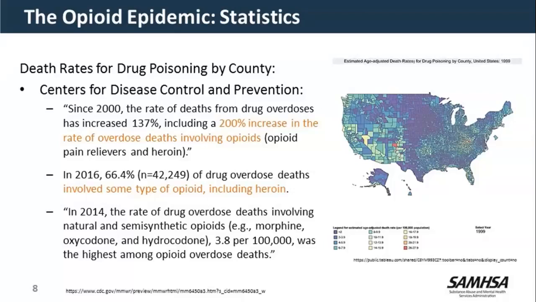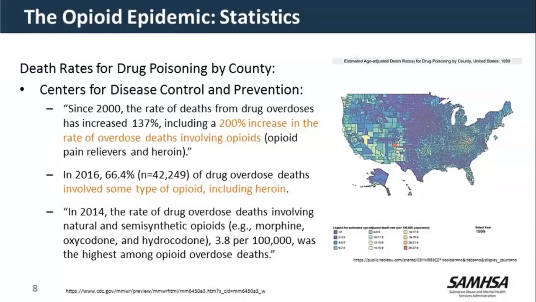And the Centers for Disease Control and Prevention, we also call this the CDC, they have shown that since 2000, the rate of deaths from drug overdoses has increased 137%. And when we look specifically at opioids, we've seen a 200% increase in the rate of overdose deaths. And in 2016, which is the most recent data available, over 66% of drug overdose deaths involved some type of opioid.